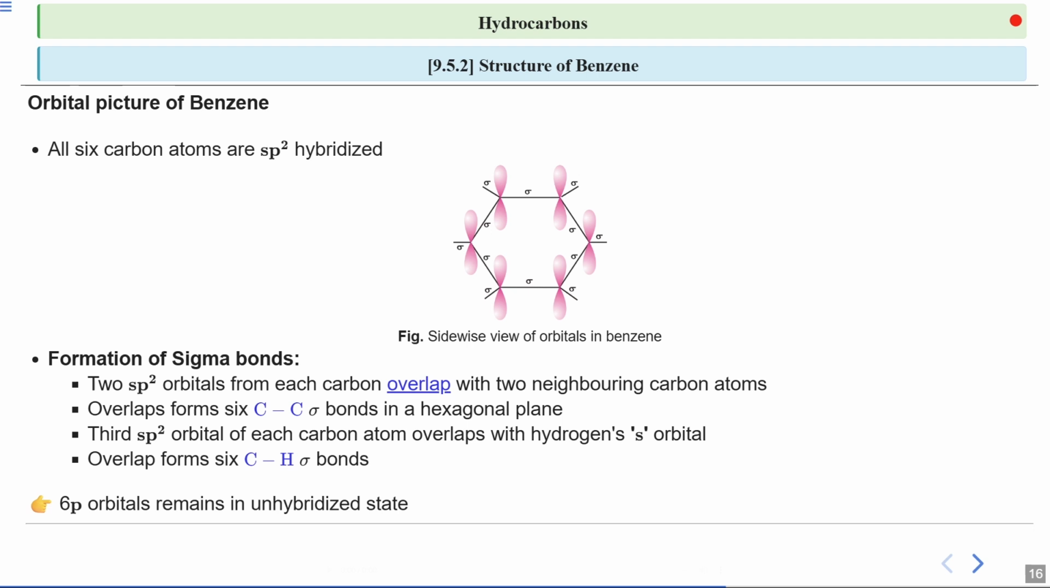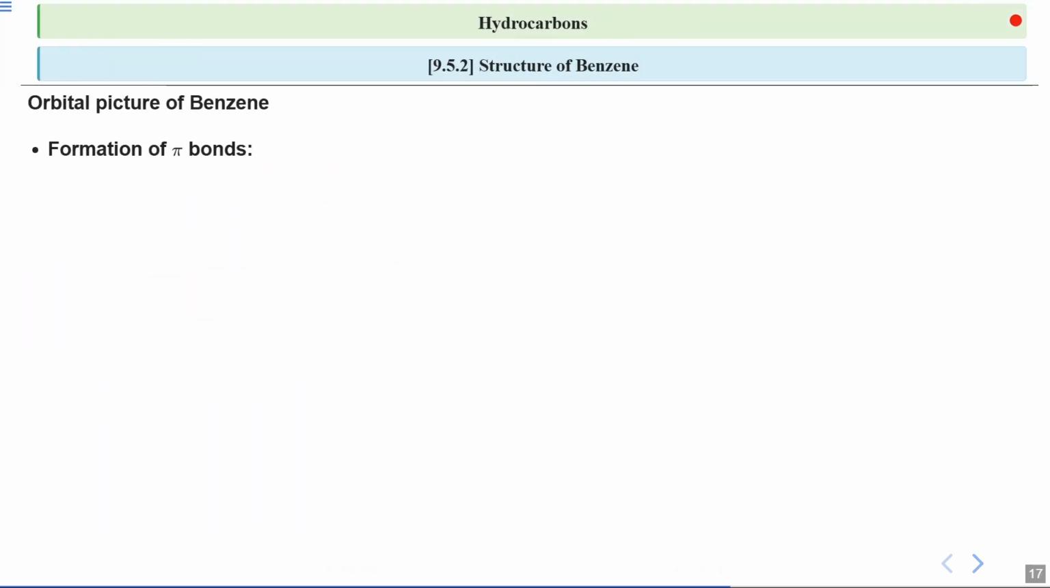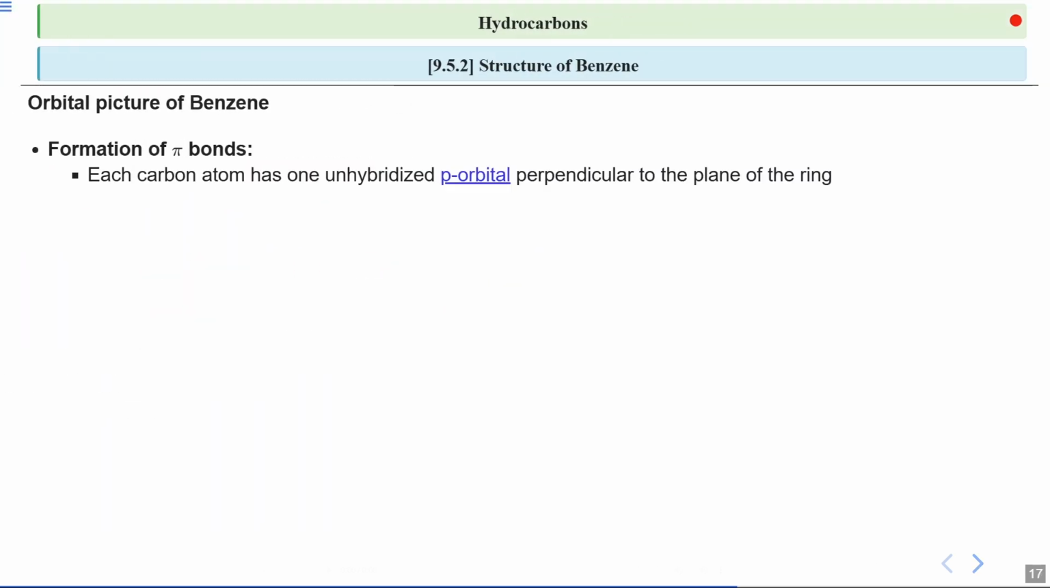Now let us look at an important point here, which is that your 6 p orbitals remain in an unhybridized state. You can see here that your p orbitals are represented. Next, continuing the study of this benzene, we will move on to the formation of pi bonds. Each carbon atom has one unhybridized p orbital perpendicular to the plane of the ring, and these 6 p orbitals overlap side by side, and that results in a pi bond.